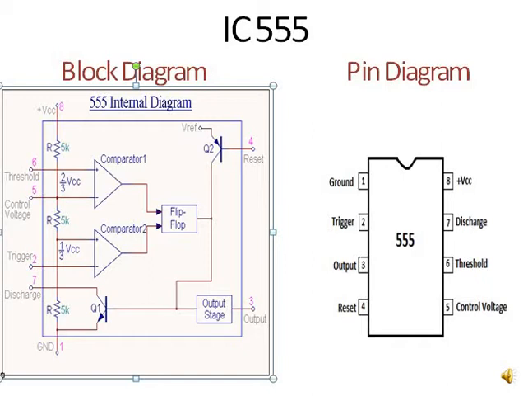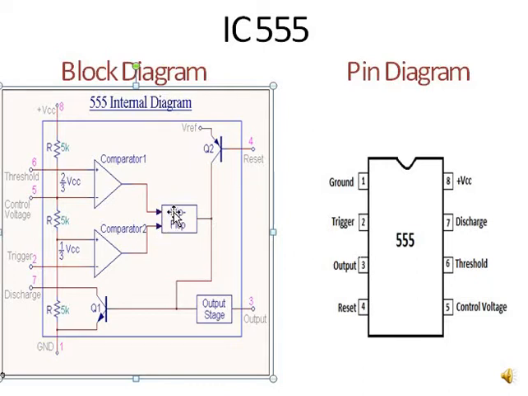Here you can see it consists of three 5K resistors. That's why we name it the 555 timer. It acts as a voltage divider for this circuit and provides the bias voltage for the lower and the upper comparator. The bias voltage for the lower comparator, comparator 2 in this figure, is 1/3 VCC, and the bias voltage for the upper comparator is 2/3 VCC.